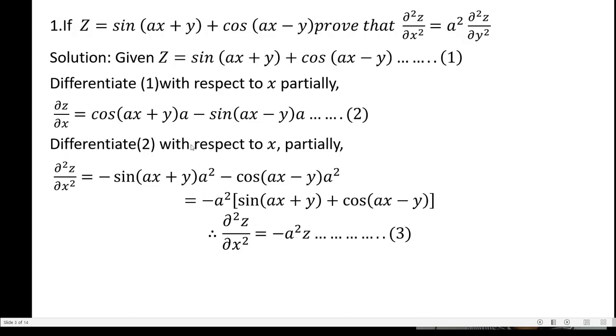Again, differentiate equation 2 with respect to x, because we require del square z by del x square. Therefore, differentiate equation 2 with respect to x partially. We have del square z by del x square is equal to the differentiation of cos is minus sin, so minus sin(ax + y) into a, where a is a constant, take as it is. And again, the differentiation of ax + y is a into 1 plus 0, that is a into a, a square. Minus sign, differentiation of sin is cos(ax - y) into the differentiation of ax - y, which is a into a, a square.